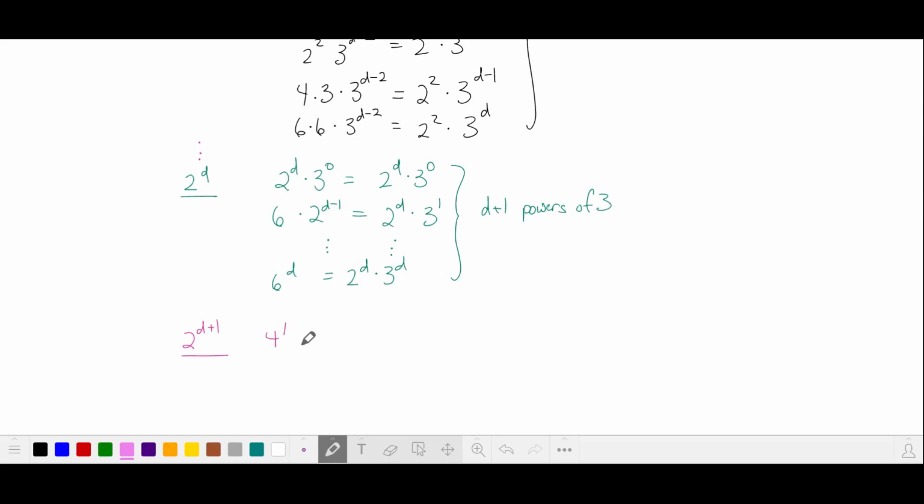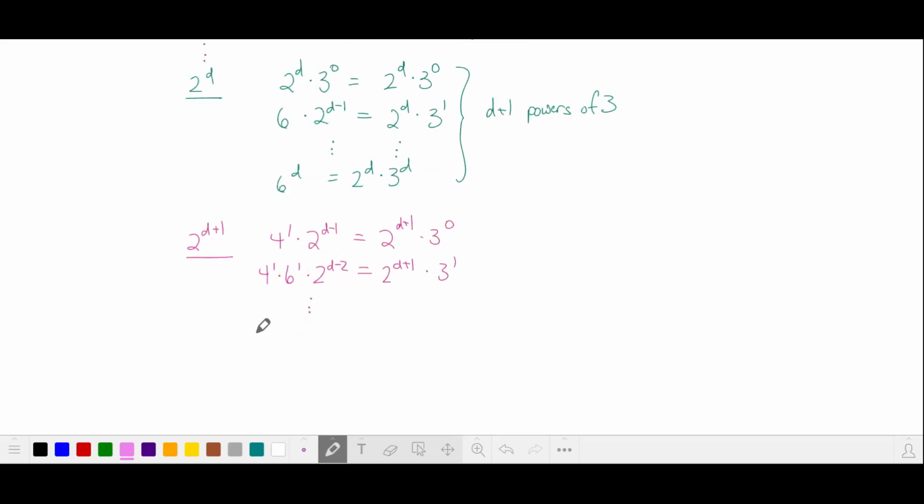Here we can roll a 4, and the rest of them are 2s. Adding up the 2s, we have d plus 1 of them and no 3s. Changing one of our 2s into a 6, we again have d plus 1 2s and one 3. We can convert all of these 2s into 6s, so we'll have d minus 1 of them. This again gives us 2 to the power of d plus 1 and 3 to the power of d minus 1. Counting, we see now we have d powers of 3.